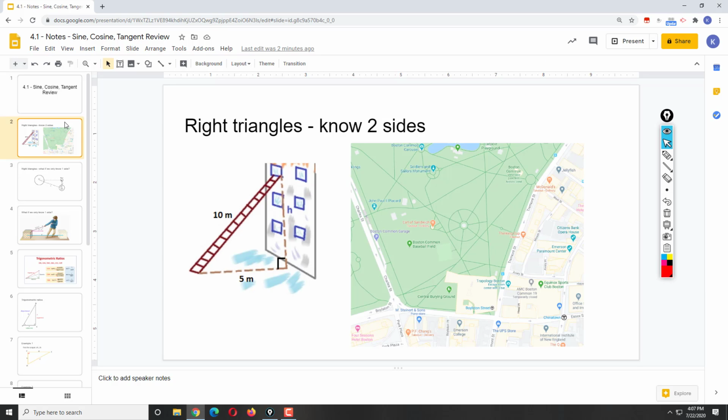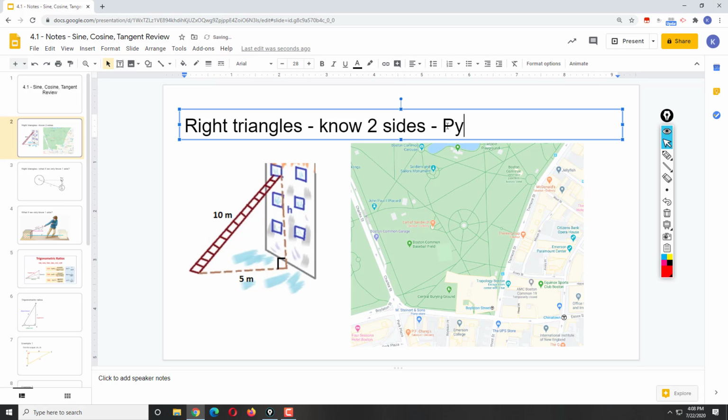So in real life, very often we deal with diagonals. For example, in the picture to the left, there's a ladder. We see that the ladder is 10 meters long. We see that the bottom of the ladder is 5 meters from the bottom of the wall. We want to know how high the ladder is. Well, when that happens, what we have is a right triangle. If we know two sides, we can apply the Pythagorean theorem to help us solve problems.